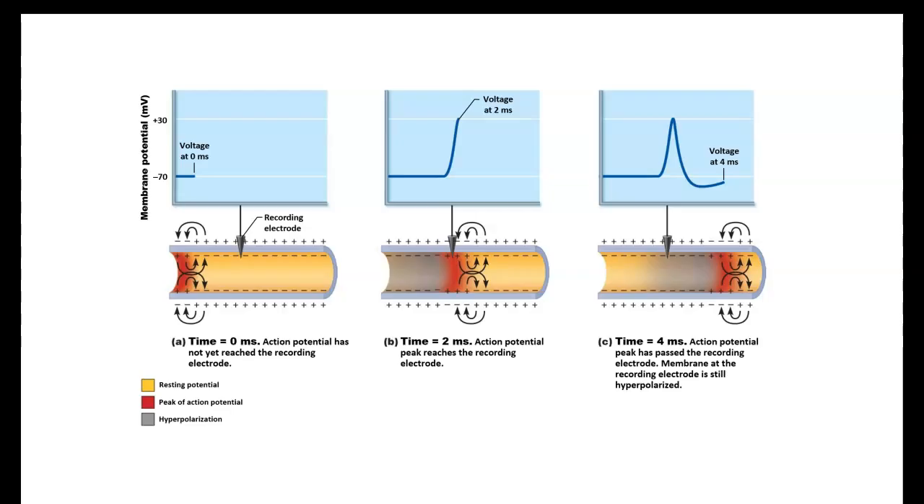Okay, and so this is what it looks like as it's traveling down the axon. At 0 milliseconds, you see the action potential has not yet reached the recording electrode. By 2 milliseconds, the action potential is going to peak, and it reaches that recording electrode. At 4 milliseconds, you're going to see the action potential peak has passed that recording electrode, and the membrane at the recording electrode is still hyperpolarized. But if you look right ahead of it, you're going to see that it's starting to return to its resting potential.